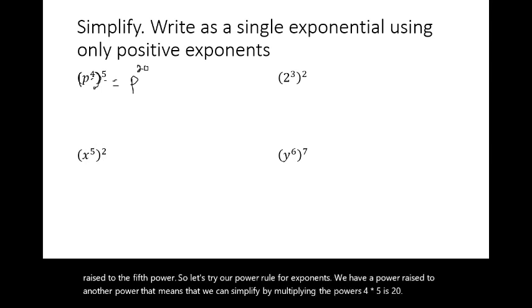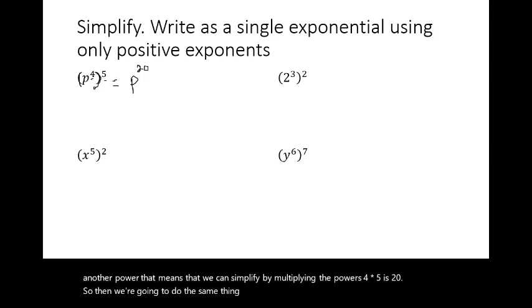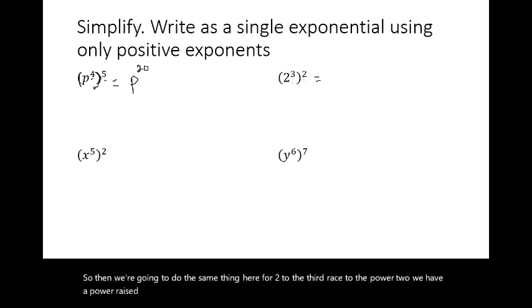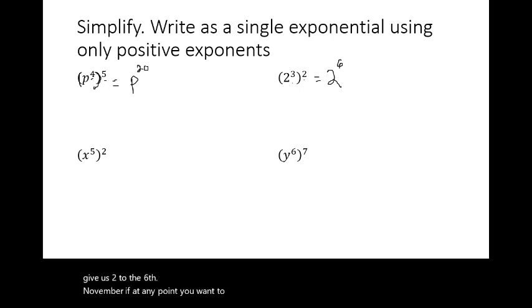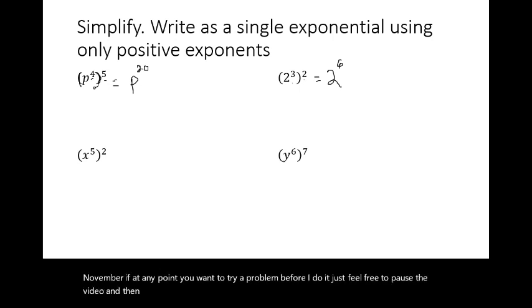Then we're going to do the same thing here. For 2 to the third raised to the power 2, we have a power raised to another power. So I'm going to simplify by multiplying the powers. This will give us 2 to the 6th. Now remember, if at any point you want to try a problem before I do it, just feel free to pause the video and then resume when you are done working to check your answer.